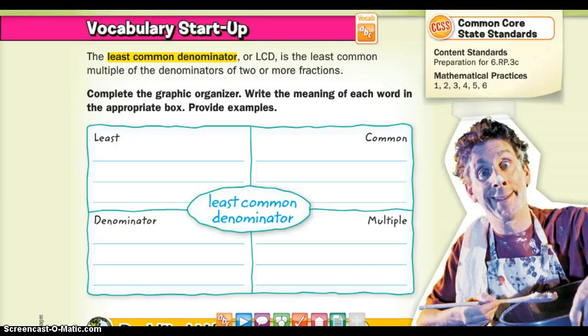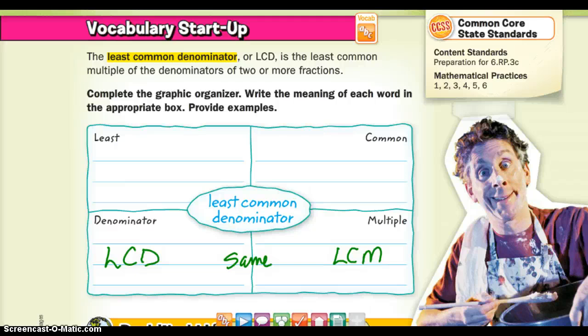So what I want to talk about here is that your least common denominator is the same thing that you learned before, least common multiple. They are exactly the same. So we're looking for the lowest number that all the numbers have in common so that we can compare and order fractions.